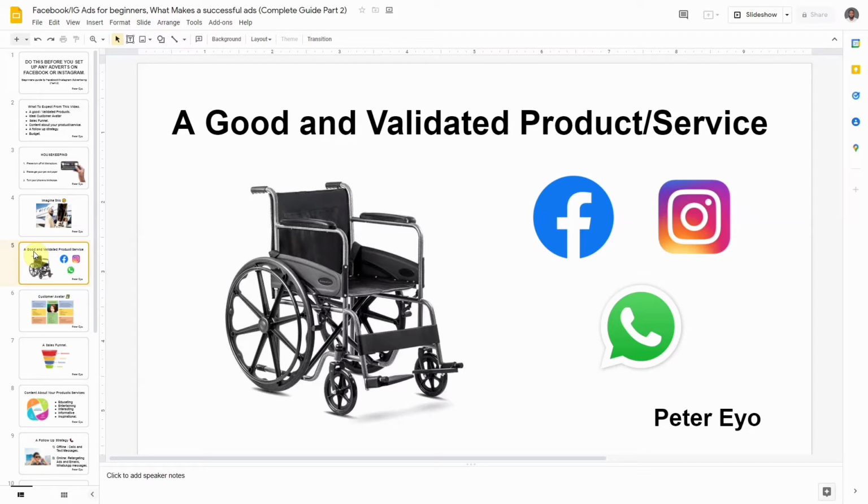That is when you go on to use paid advertising, running your ads on Facebook and Instagram. This will help you understand your target audience and also show you that there is a need for what you are selling. So have a good product and make sure you validate your product and service using organic traffic.